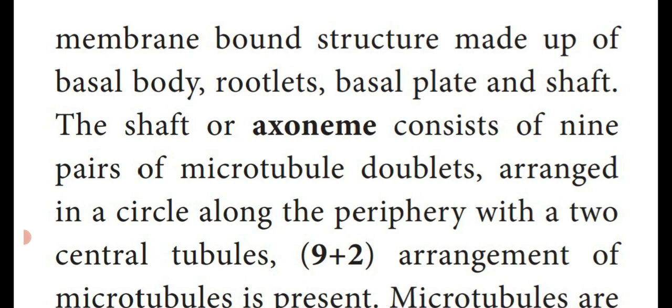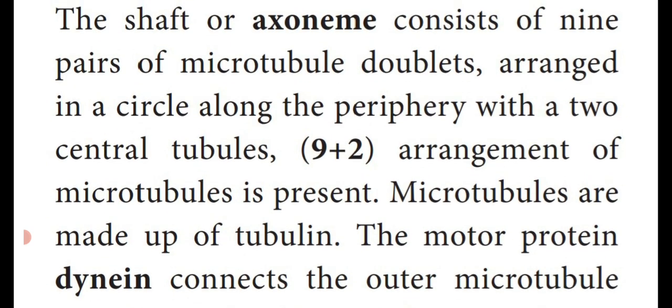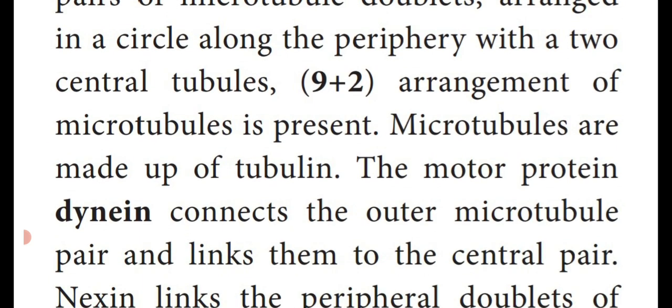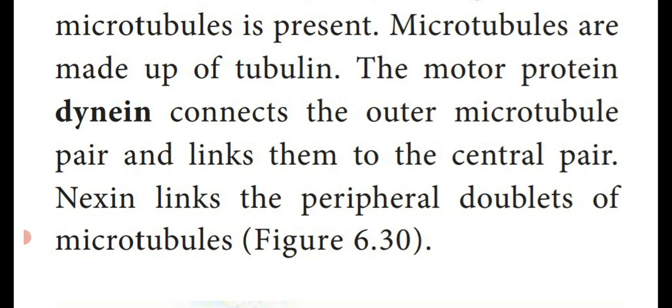The shaft or axoneme consists of 9 pairs of microtubules, doublets, arranged in a circle along the periphery with the 2 pairs located at the center, that is a 9 plus 2 arrangement like a eukaryotic flagellum. These microtubules are made up of the protein tubulin. The motor protein dynein connects the outer microtubule pair and links them to the central pair. The nexin links the peripheral doublets of the microtubules.